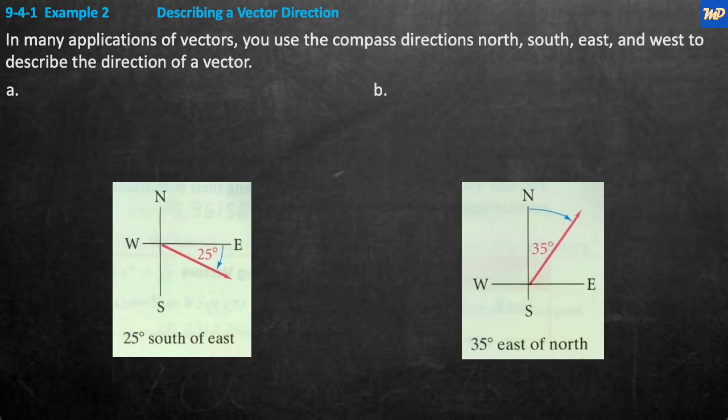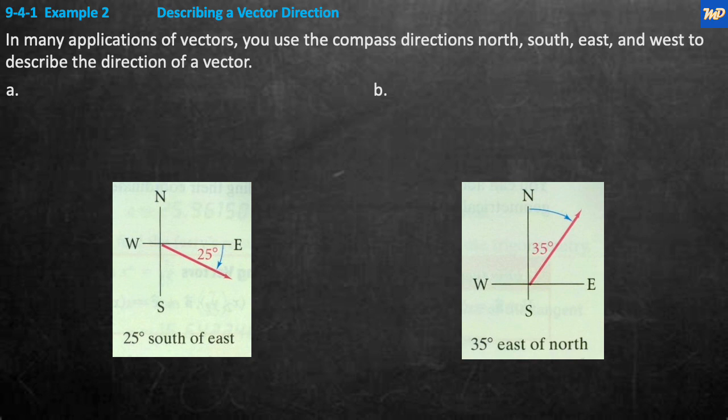Okay, example 2, describing a vector direction. In many applications of vectors, you use the compass directions, north, south, east, and west, to describe the direction of a vector. So let's look at A. This chart here shows like a compass, right? North, south, east, and west. And we have a vector at an angle of depression, 25 degrees. So how do we name the direction of this vector?